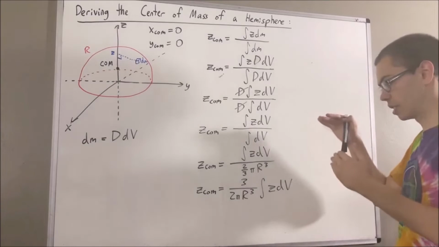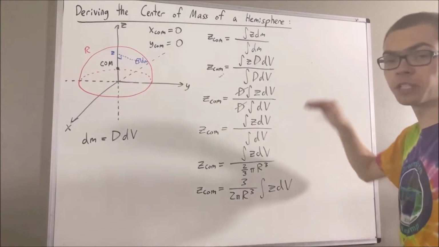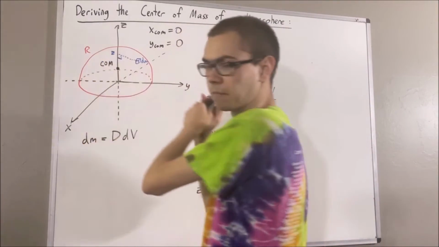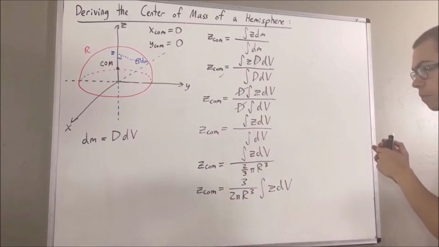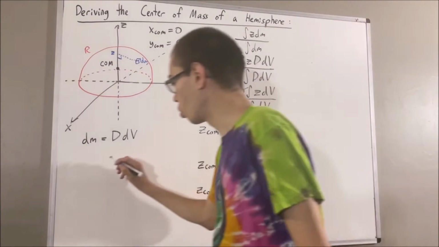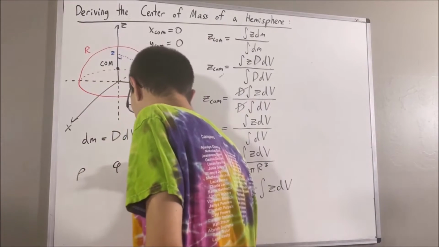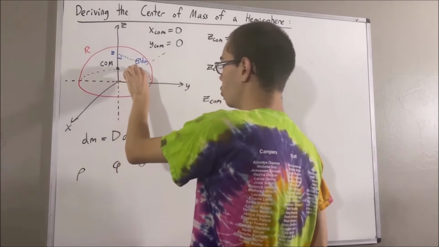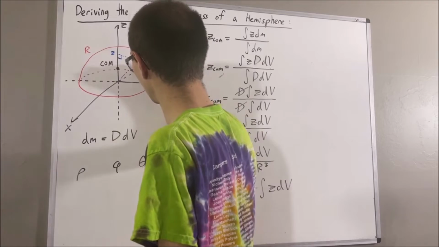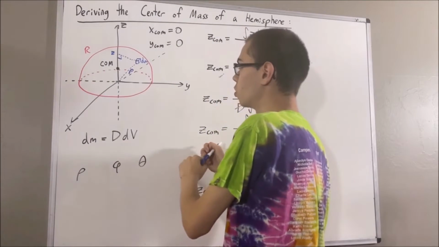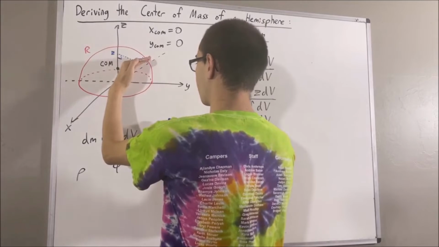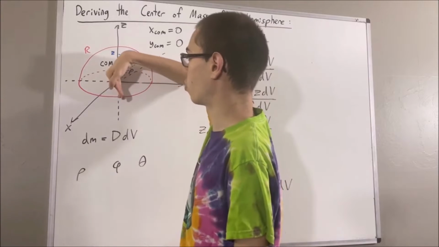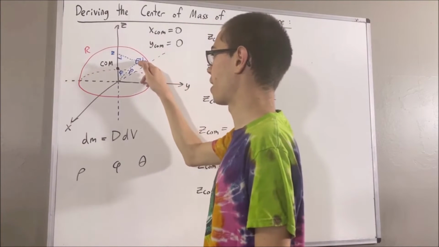And the technique we're going to use is to convert this integral into spherical coordinates. The reason why is because we're dealing with a spherical object. So spherical coordinates might be useful. Now, if you recall, the spherical coordinates are rho, phi, and theta, where rho refers to the distance from the origin to our differential mass. Phi refers to the angle from the positive z-axis to our differential mass.